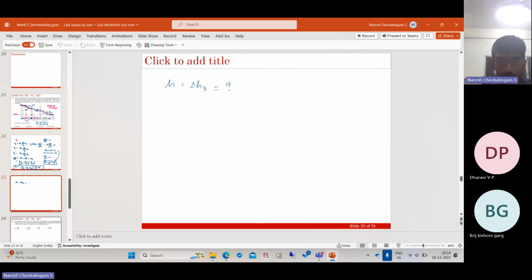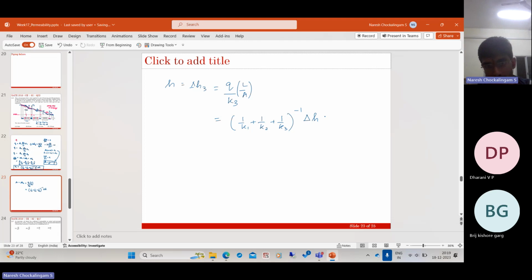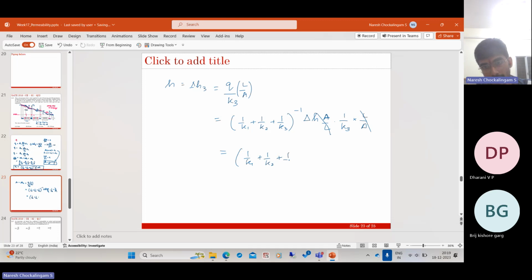So H3 is Q times L3 by A3, which is nothing but L by A by K3. And what is Q? Q itself is 1 by K1 plus 1 by K2 plus 1 by K3, inverse, into delta H into A by L. This we already have. Now multiply with this into 1 by K3 into L by A. So this L by A by L gets cancelled. So H is nothing but 1 by K1 plus 1 by K2 plus 1 by K3 inverse, into 1 by K3 into delta H. That's all.